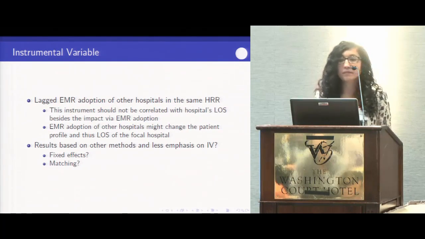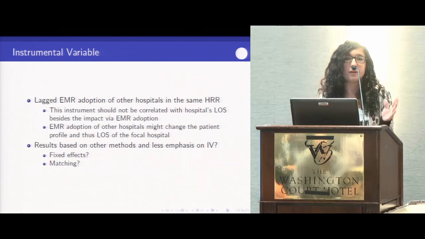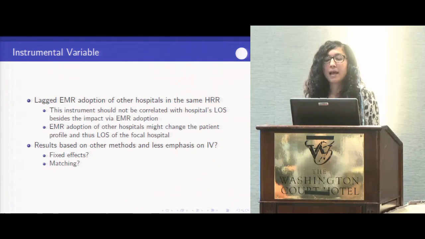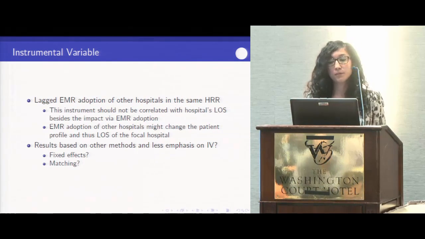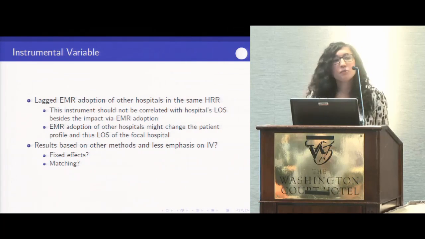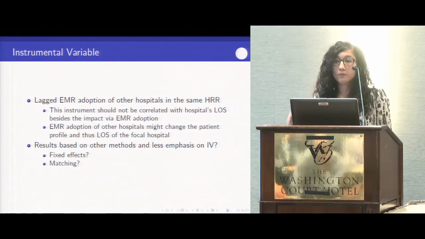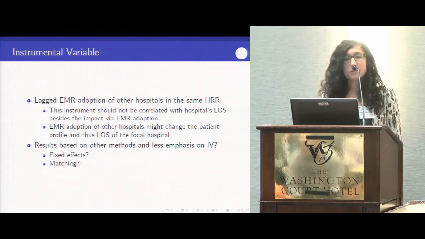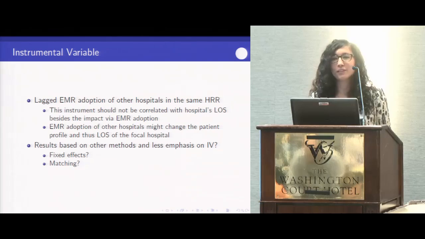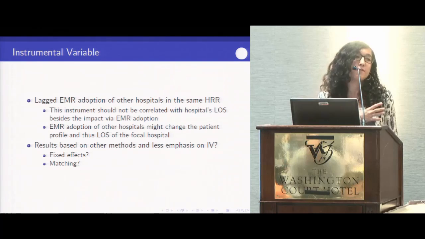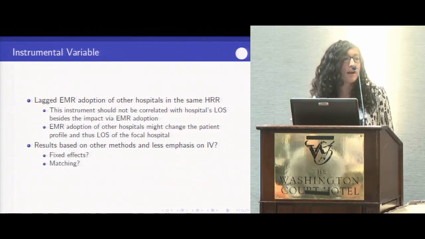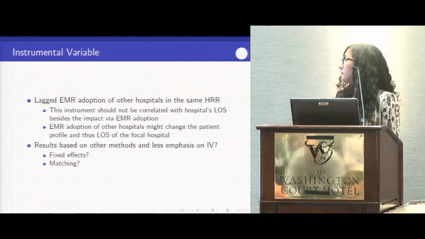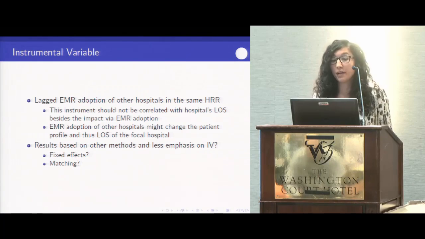And my last comment is about the instrumental variable. So almost all of the results in the paper are based on the IV. And the paper is using the lagged EMR adoption of other hospitals in the same hospital referral region as the instrument. And the assumption here is this instrument should not be correlated with the focal hospital's length of stay besides the impact via the focal hospital's EMR adoption decision. And of course, there is no perfect IV, and one can come up with many explanations where this is not true, because these hospitals are in the same healthcare market, they're facing the same pool of patients. So when one hospital invests in EMR, they might attract a different pool of patients, again changing the patient profile for the other hospitals. So we can come up with explanations where the assumption for the IV is not valid.